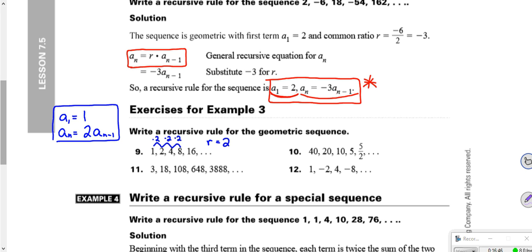To get from one to the next, it looks like we're dividing by 2. Well, for ratios we can't really use division, but what we can say is times a half, times a half, times a half. I don't know if you can see that 1 over 2, it's kind of little. So again, got to have two pieces. Got to have my starting point, my a sub 1 is 40. And then my recursive rule. My ratio is 1/2 times a sub n minus 1. So got to have starting point, got to have recursive rule.